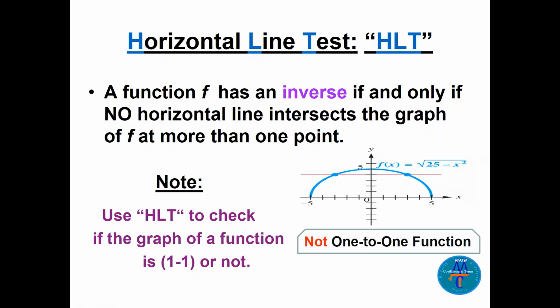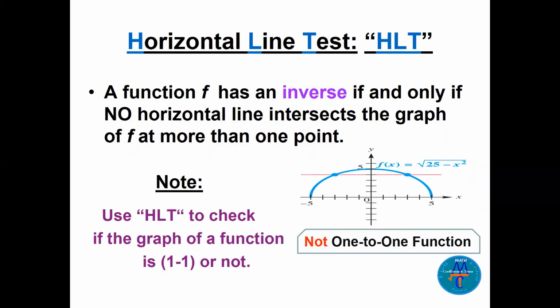Horizontal line test. It's a nice test which says if we have a graph of a function, draw a horizontal line. See, horizontal line. If the horizontal line cuts this function in more than a point, 2 or more, then it is not one-to-one.